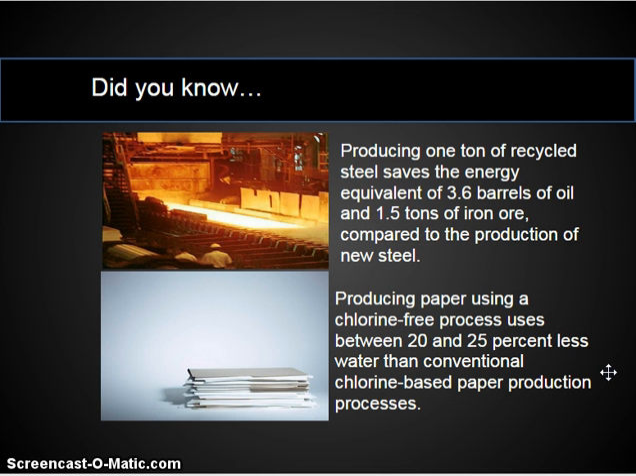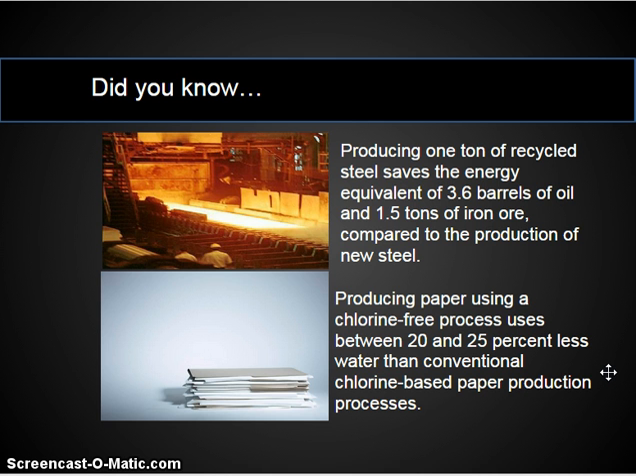Here's a few facts for you. Producing 1 ton of recycled steel saves the energy equivalent to 3.6 barrels of oil and 1 ton of iron ore compared to the production of new steel. Metals are almost universally recycled, and they've been almost universally recycled for years, not because of any great love of the environment by early industrialists, but rather it was a lot cheaper to take used up metal that wasn't being used for anything else, stuff in a junkyard and a scrapyard, melt it down and reuse it. It was much cheaper to do that than it was to dig it out of the ground and re-refine it.